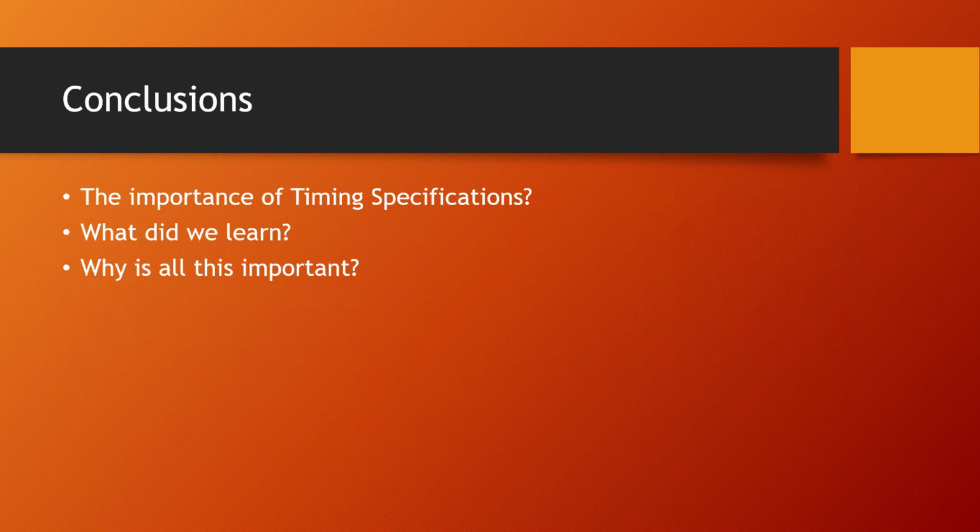So in conclusion, we just wanted to go over the importance of timing specifications, what we learned, and why all of this is important. Timing specifications are important because with our circuits, if we don't have these stats, we won't be able to correctly get our timings right. And you could have misfires through your circuits, and depending on what you're building, this could end up really bad.